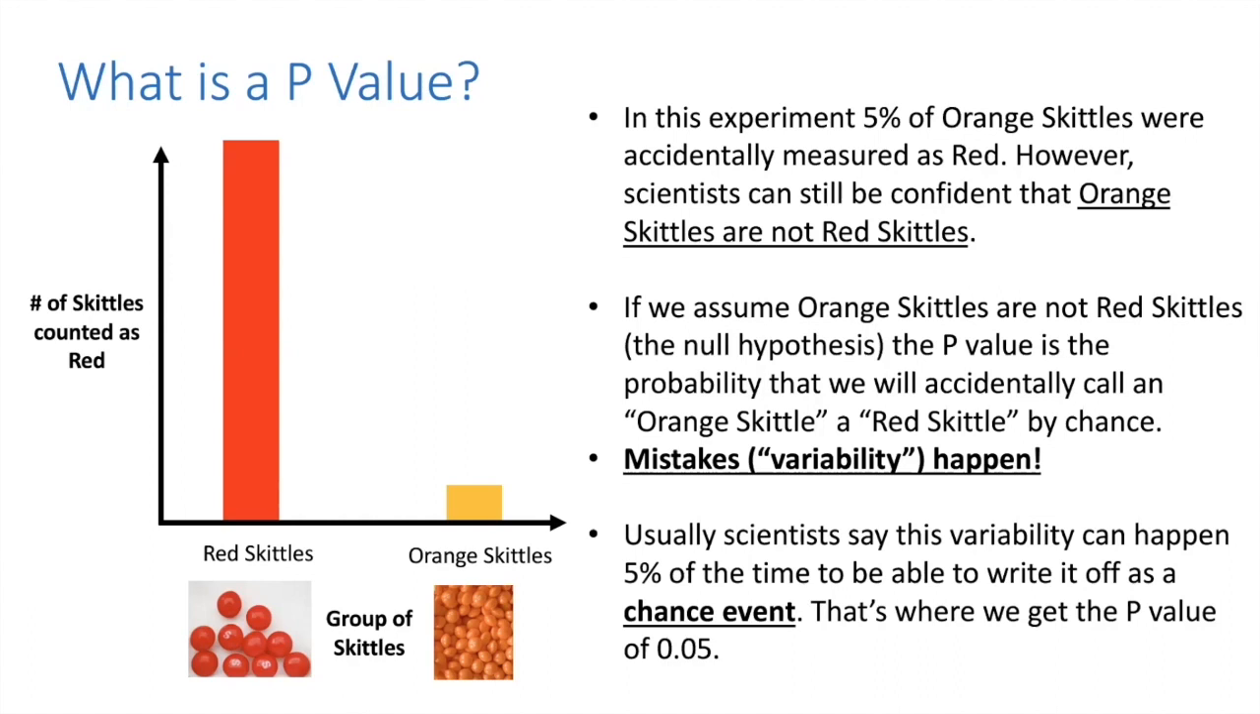If we assume orange Skittles are not red Skittles, the null hypothesis, the p-value is the probability that we will accidentally call an orange Skittle a red Skittle by chance. Mistakes or variability happen. You can accidentally call an orange Skittle a red Skittle. Usually, scientists say this variability can happen 5% of the time to be able to write it off as a chance event. This is where we get the p-value of 0.05.